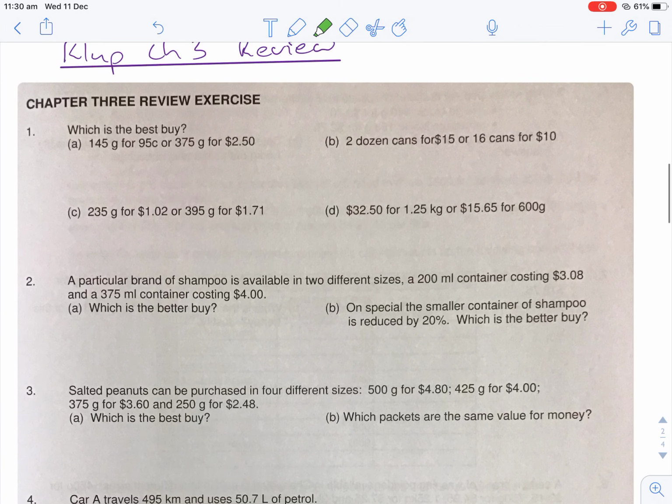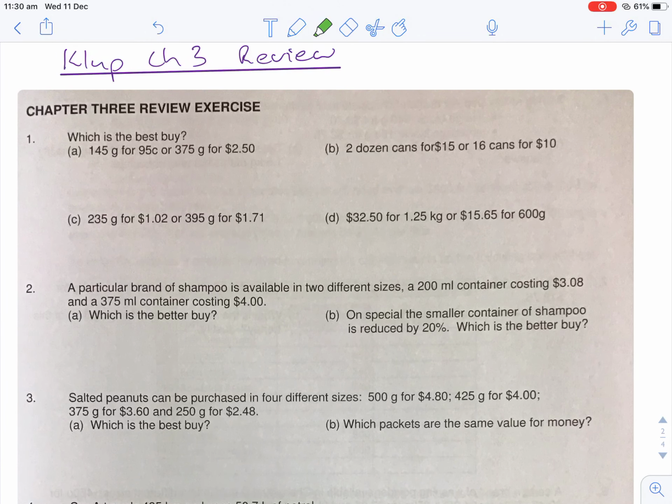So this is the CLUP Chapter 3 review questions. And we'll start, first of all, with some of the best buy ones, which is your unit pricing. So which is the best buy? To compare it, we need to get the price per gram or the price per whatever. Now, these are all given in grams. So each of these are in grams.